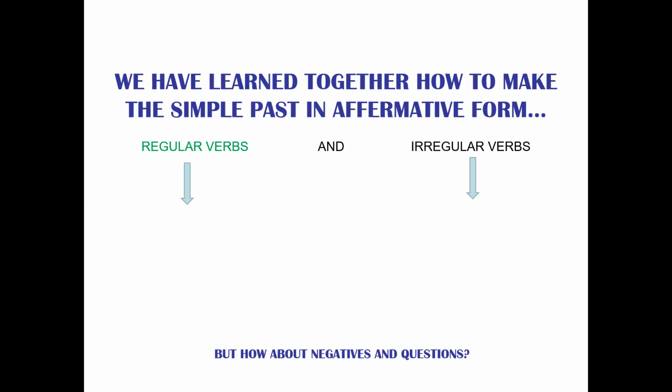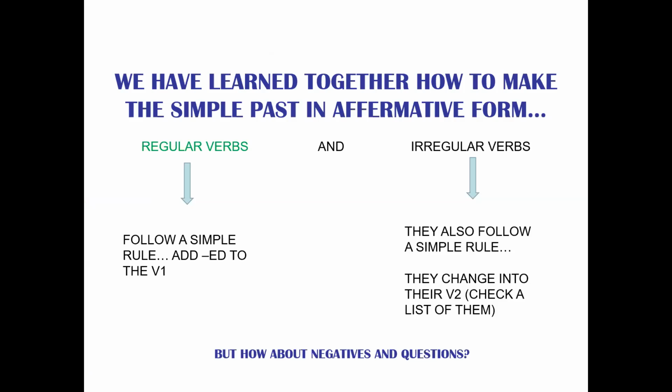We have learned together how to make the simple past in affirmative forms, right? We have learned that for regular verbs, we follow the simple rule of ed to the verb 1. We have said that for irregular verbs, we have to check the verb 2. I've given a list, we have done quizzes, we have learned very well. Now, how about negatives and questions, my friend?